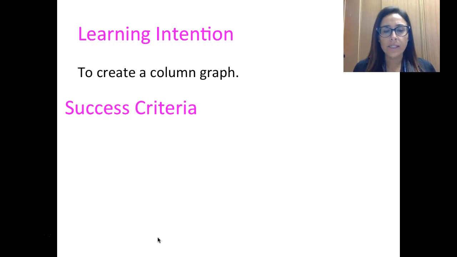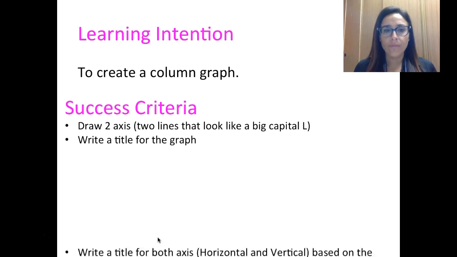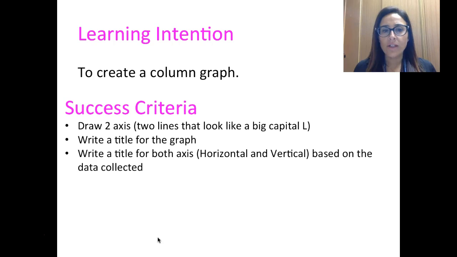The success criteria. First, you need to draw two axes. They are two lines that look like a big capital L. The next thing you need to do is write a title for the graph. Then you need to write a title for both axes, the horizontal and the vertical, based on the data collected.